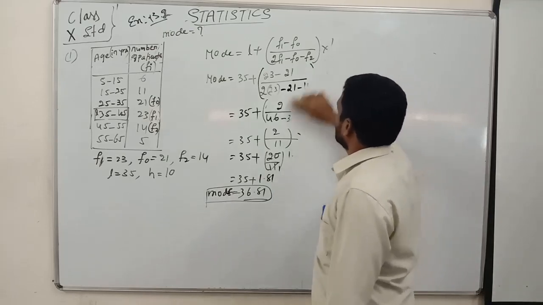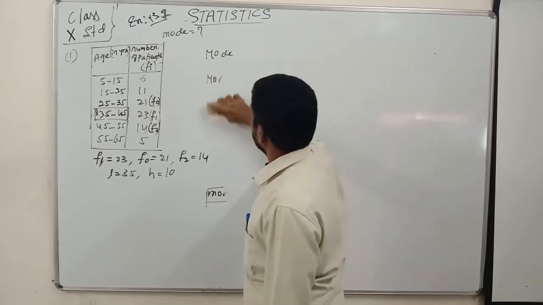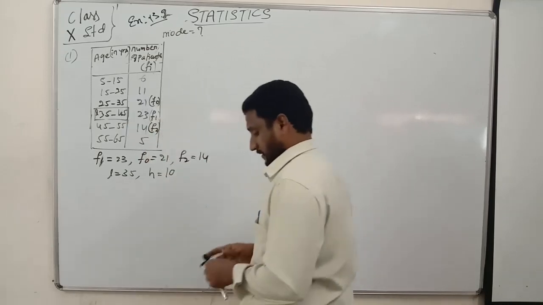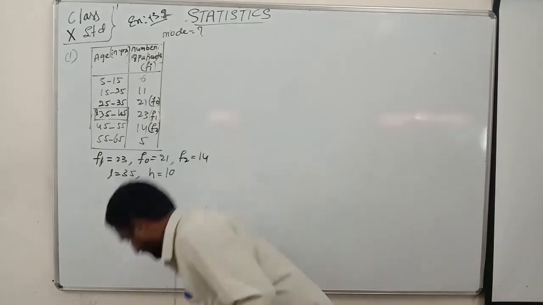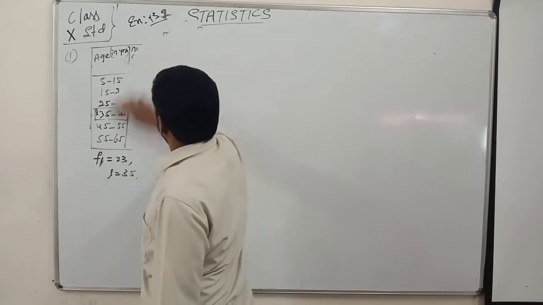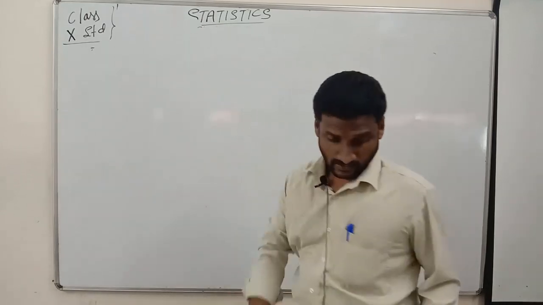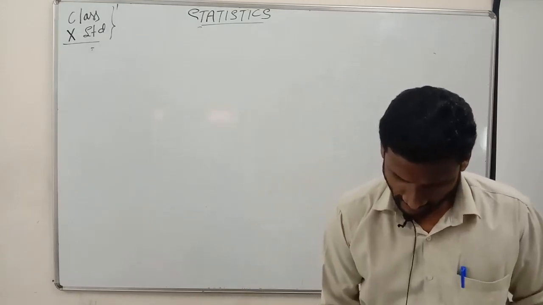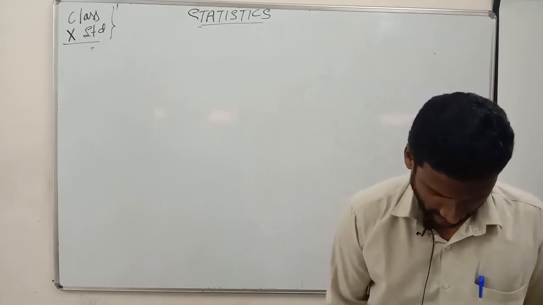So next, there is one more method to measure the central tendency. That is the median. How to calculate the median here? I think you now understood how to calculate the mode. It is easy, an easy formula and easy substitutions. Okay.